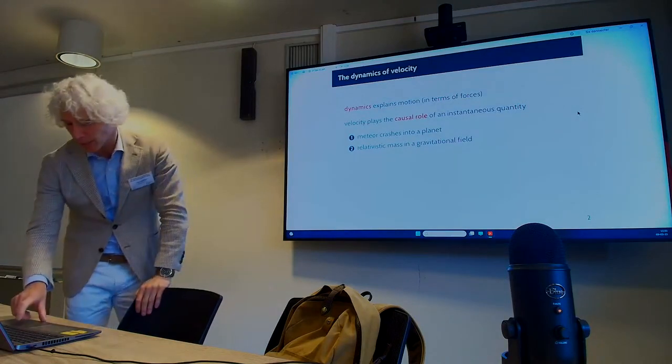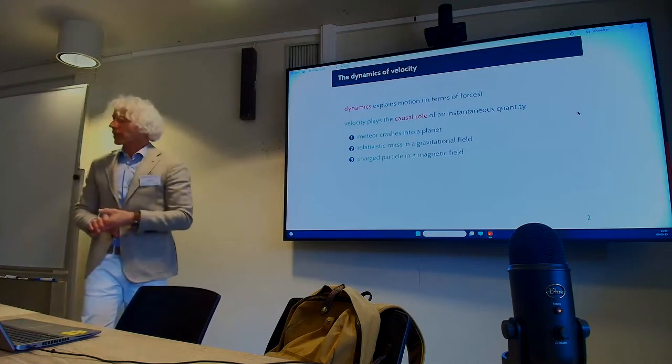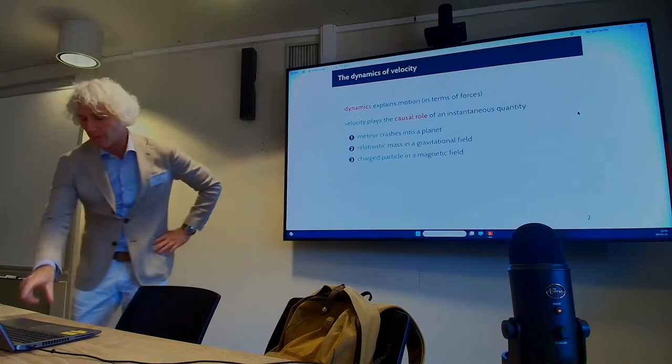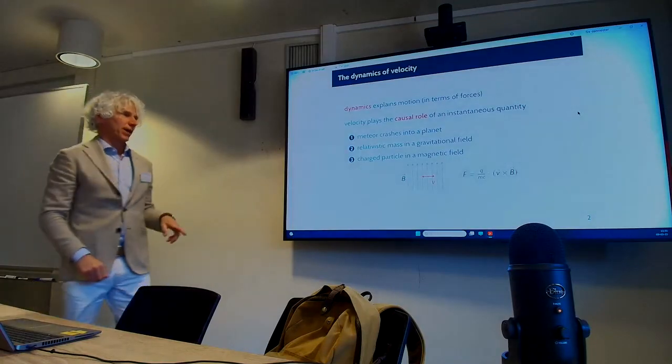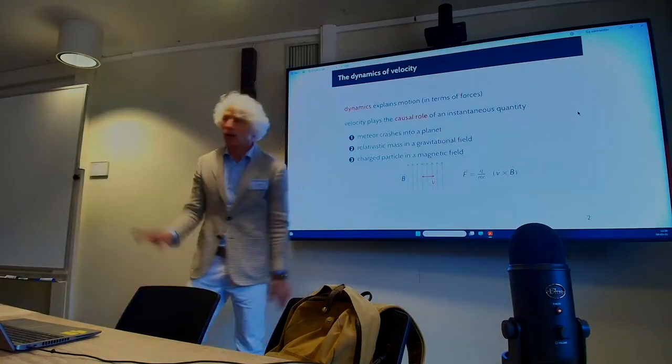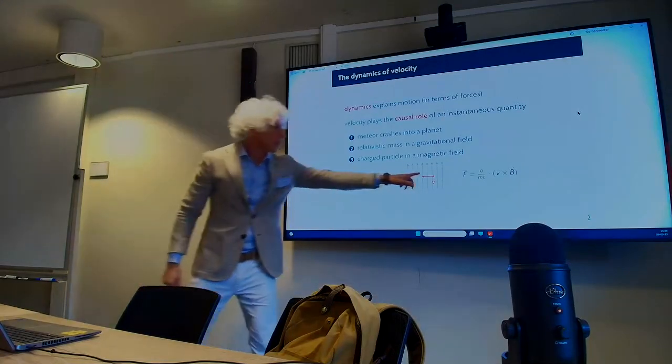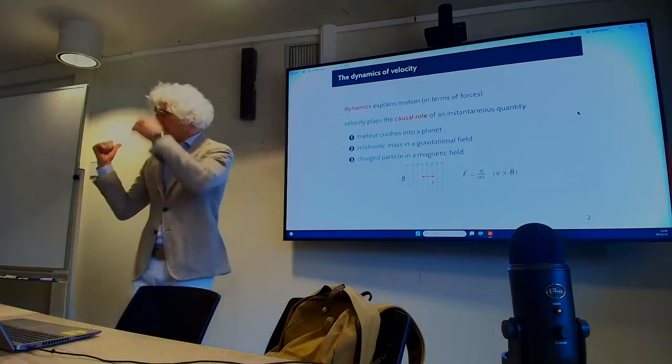An even better example comes from electrodynamics, which is really our first relativistic theory. Imagine we have a charged particle in a magnetic field. So here's a diagram. We have a homogeneous magnetic field that points upwards, and then here we have a charge that moves with a velocity v.